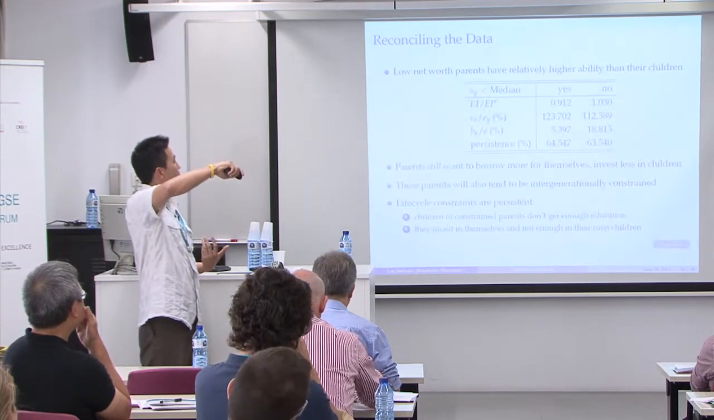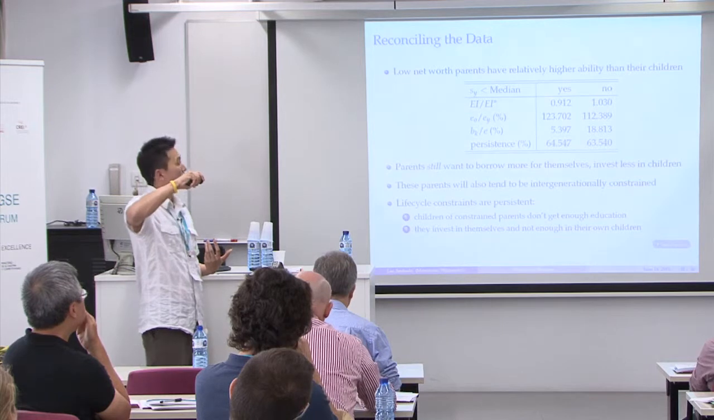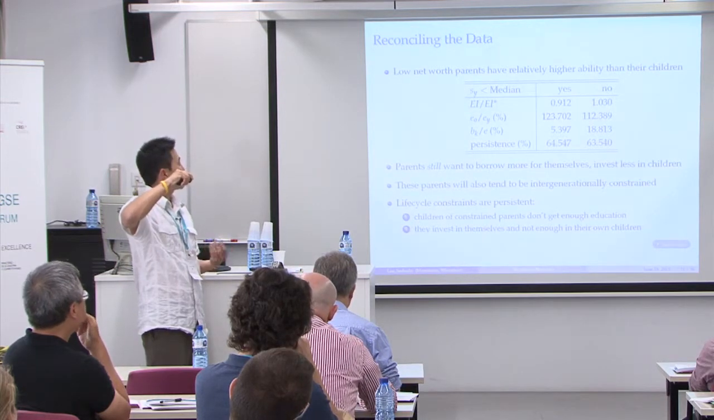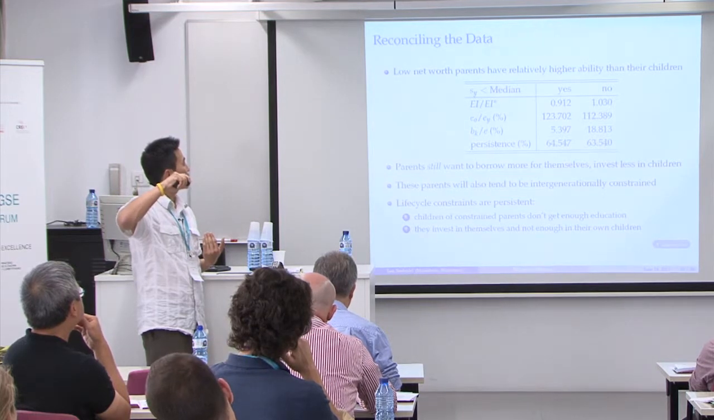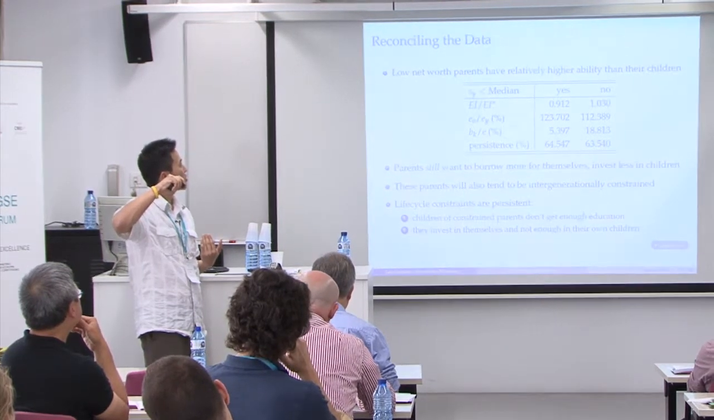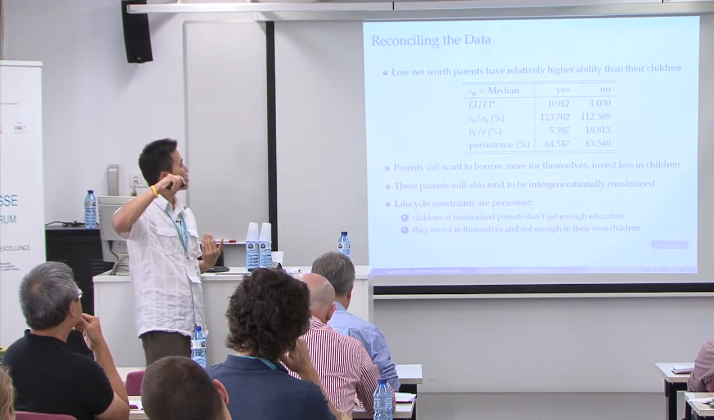This is very different from when you look at the young and old and split them by the level of their savings. Then you see a pretty big difference in the education intensity parameters. Those who are constrained educate their kids less. Those who are not constrained educate their kids a little bit more.